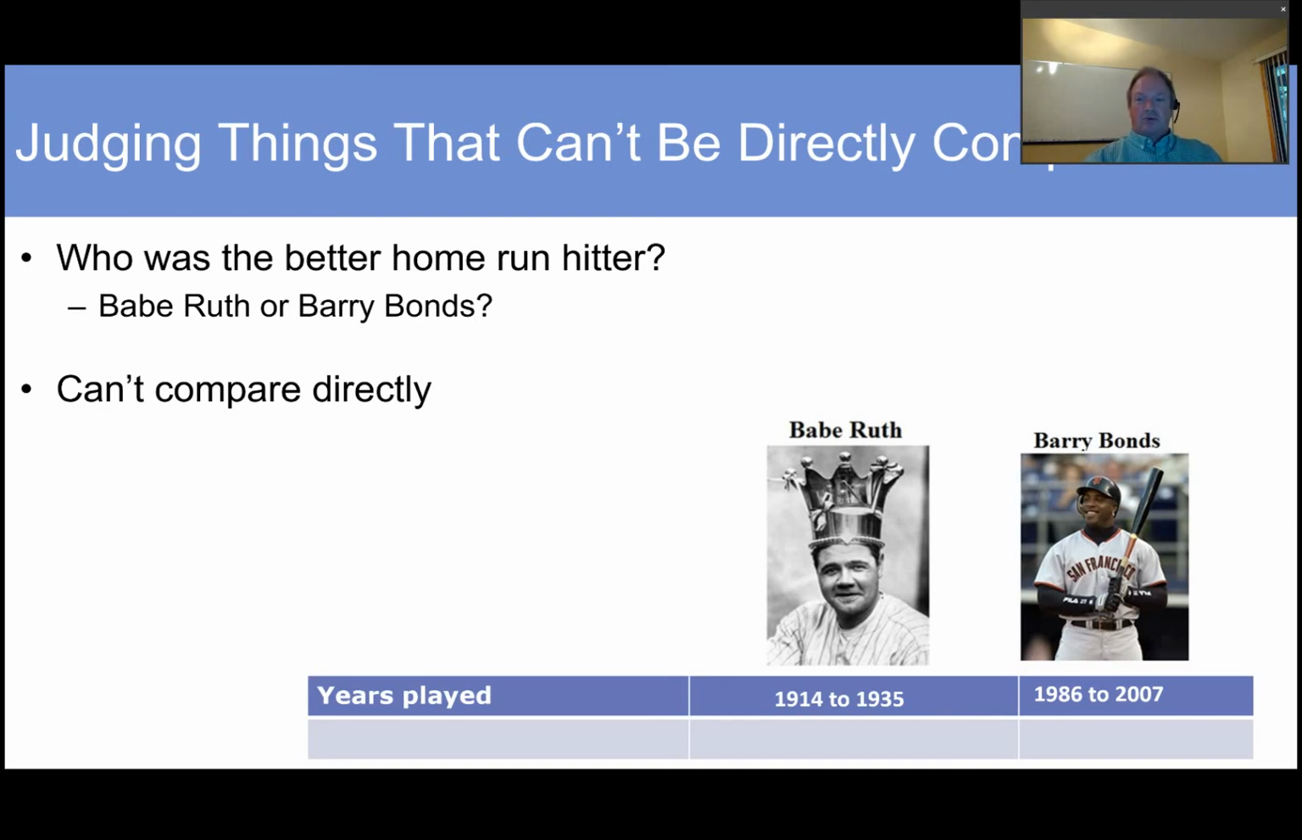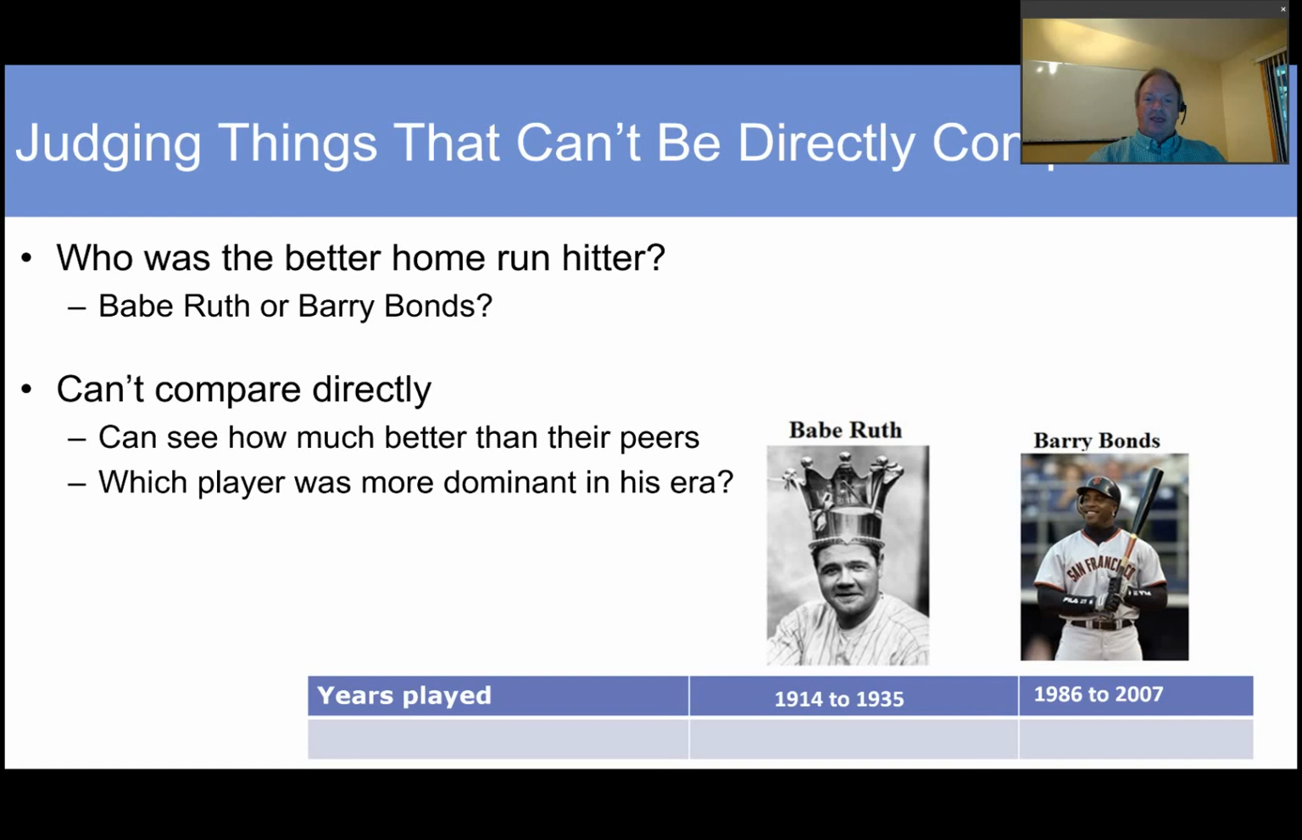Okay, in fact, Babe Ruth died before Barry Bonds was even born. But what we can do is see how they compare relative to their peers. In other words, I can look at the year when they were most dominant, and ask who was the more dominant player in their era.